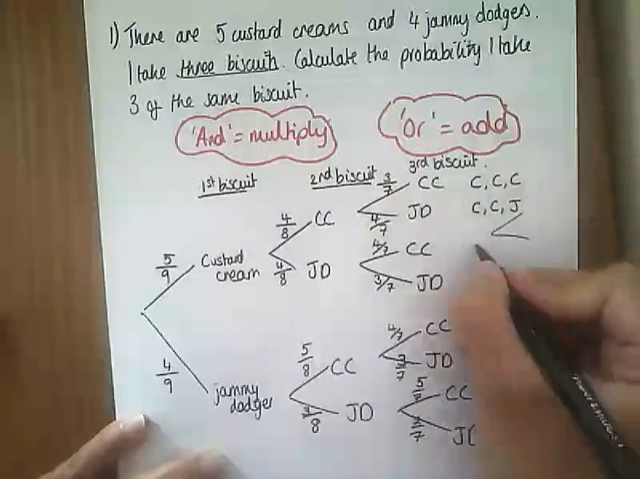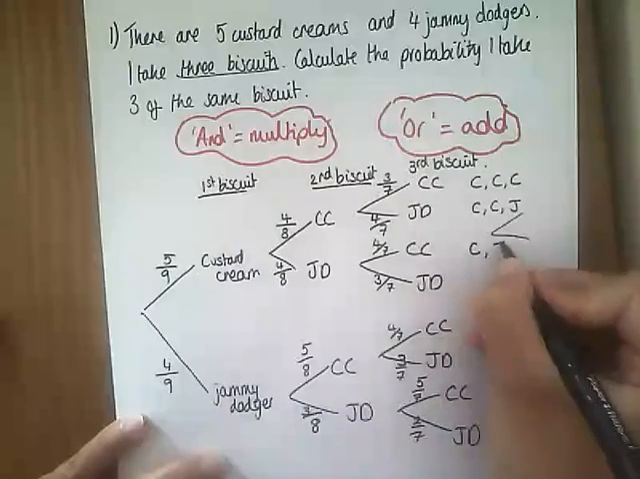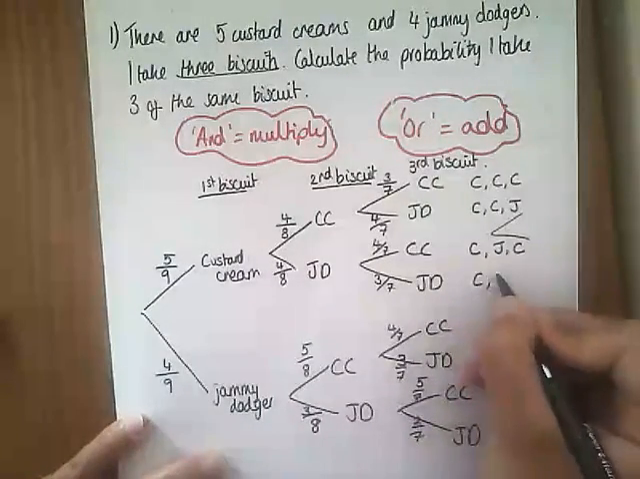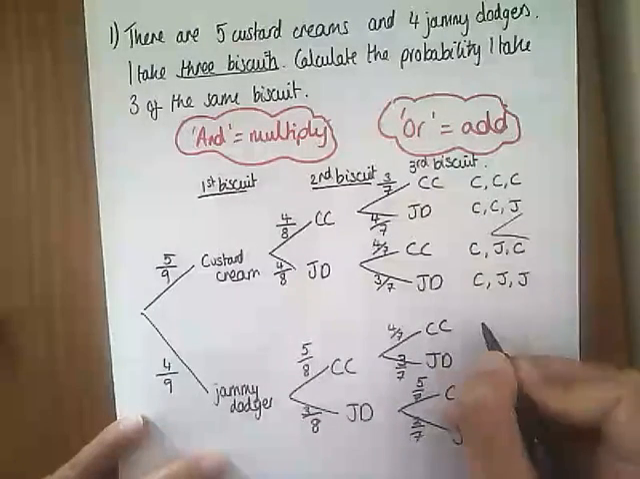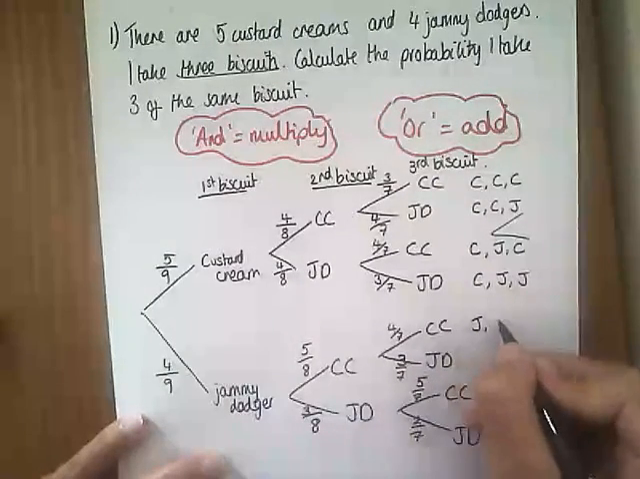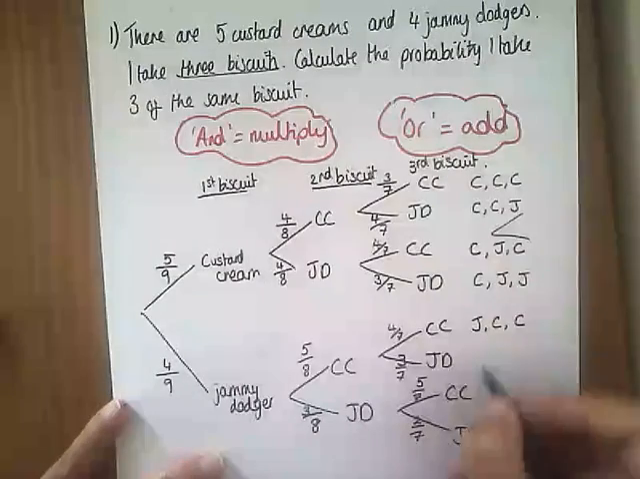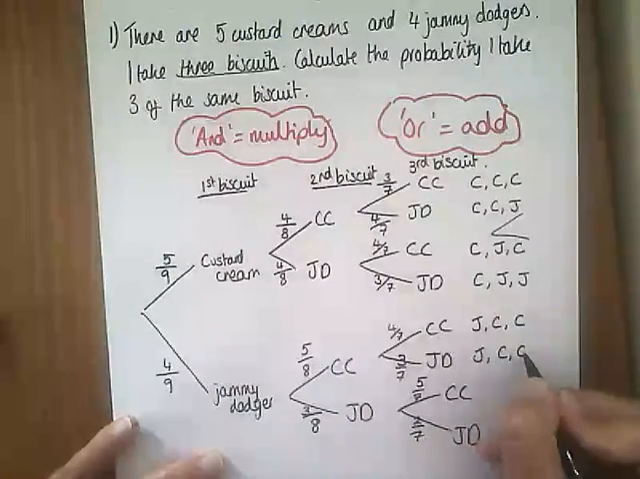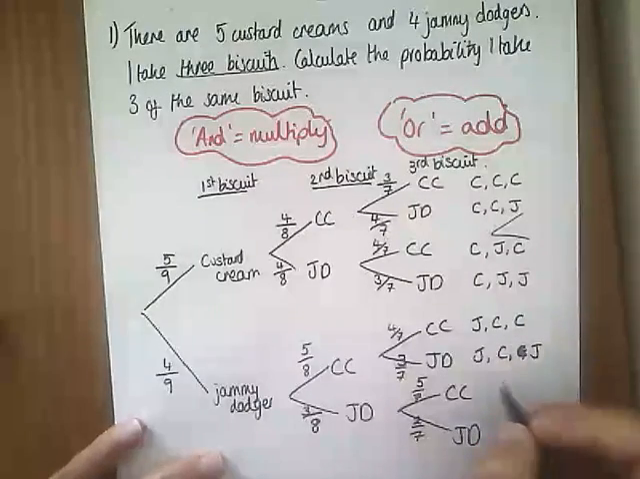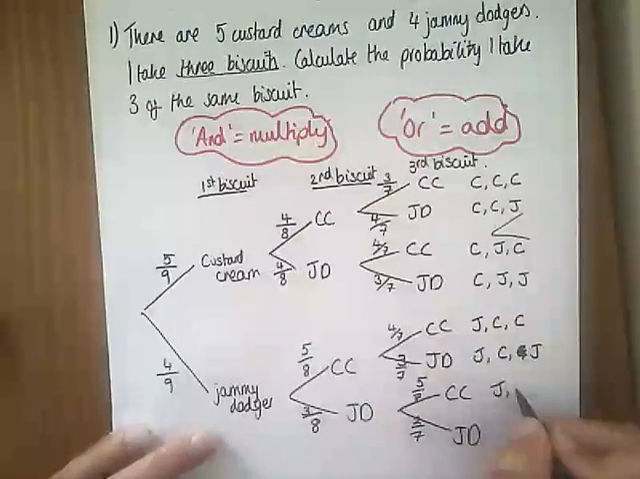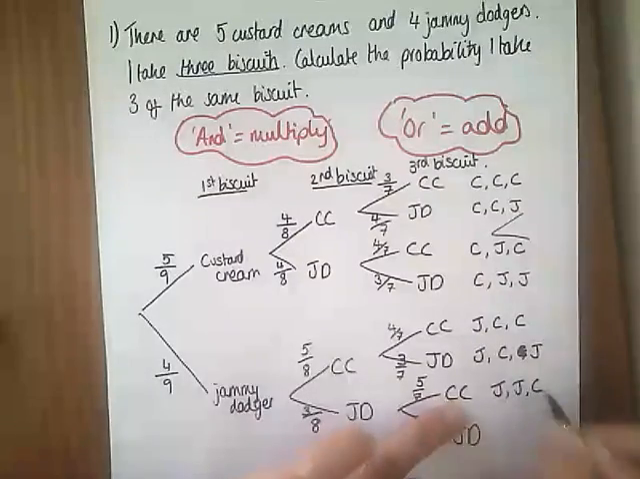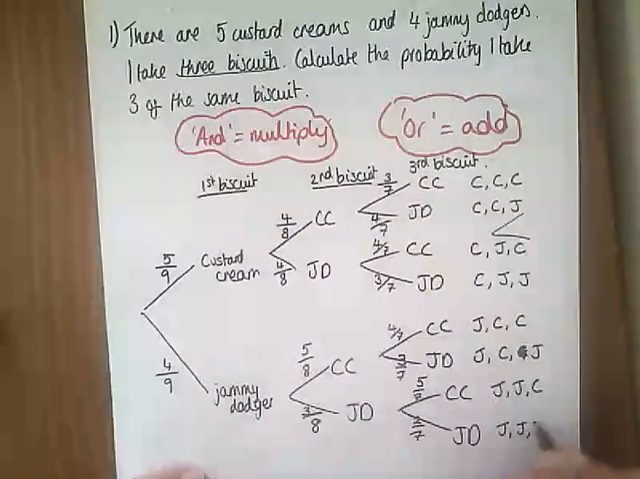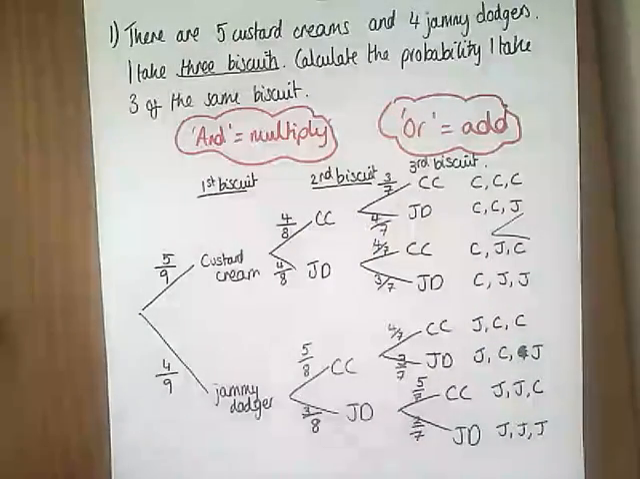If I end here, I've taken a custard cream, a jammy dodger, and then a custard cream. If I end here, I've taken a custard cream, a jammy dodger, and a jammy dodger. If I end here, I've taken a jammy dodger, a custard cream, and a custard cream. If I end here, I've taken a jammy dodger, a custard cream, and a jammy dodger. If I end here, I've taken a jammy dodger and a custard cream. And then here, I've taken 3 jammy Dodgers.